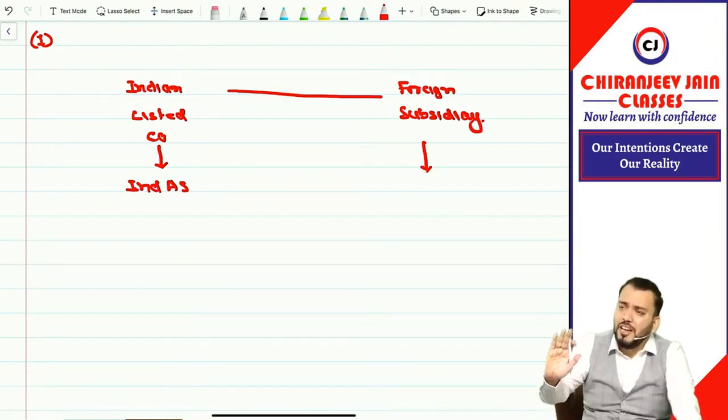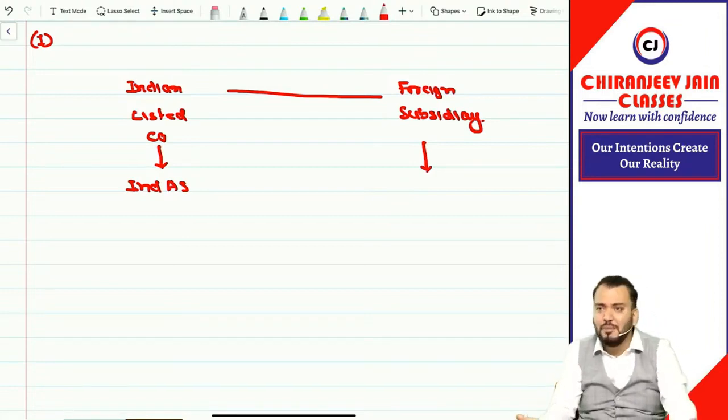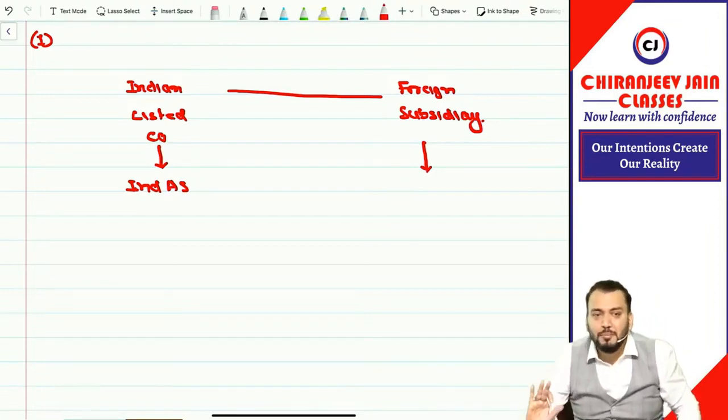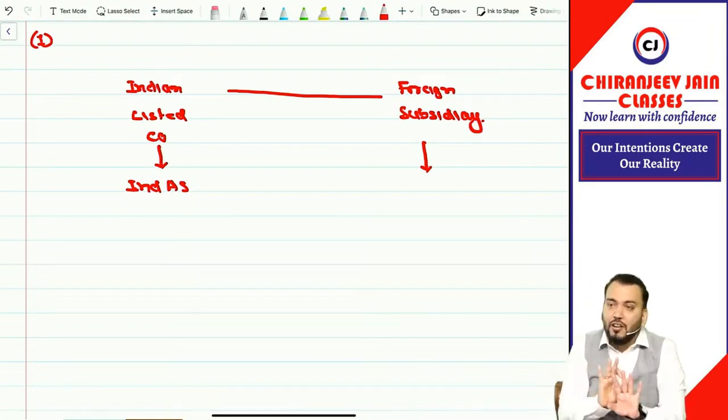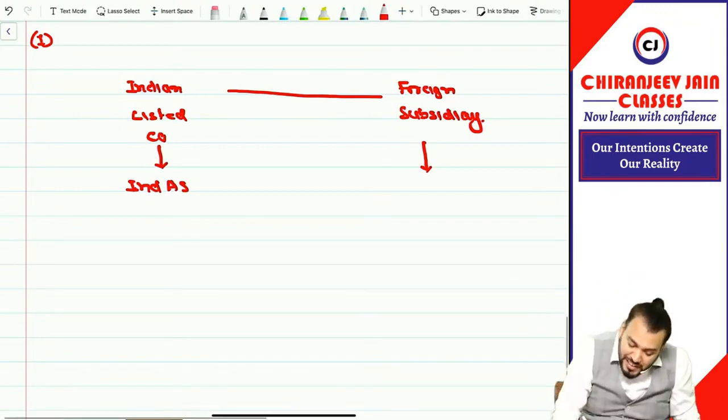When I am saying companies, are we discussing Indian companies or foreign companies? Indian companies, so not applicable na. When I am saying company, it means any company registered under the Companies Act. These foreign companies are not registered under the Companies Act. So they may be some foreign subsidiary. Yes or no? Means Ind AS not applicable.